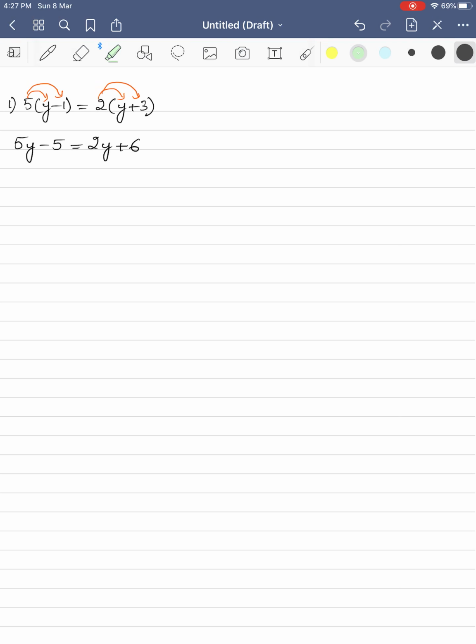Now we can see that the terms containing y are on either side of the equal to sign. We can bring both the terms on the same side since we need to make y the subject. We have 6 plus 5 on the right hand side. 5y minus 2y gives us 3y. 6 plus 5 gives us 11. So we are left with y = 11/3. We can write this as a mixed number, and that's our final answer.